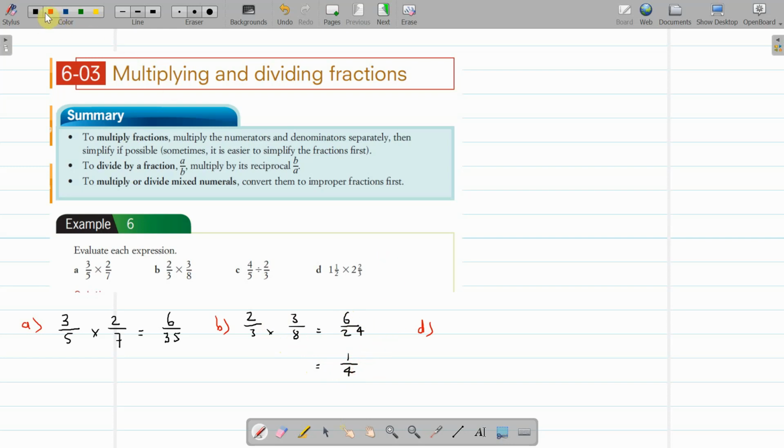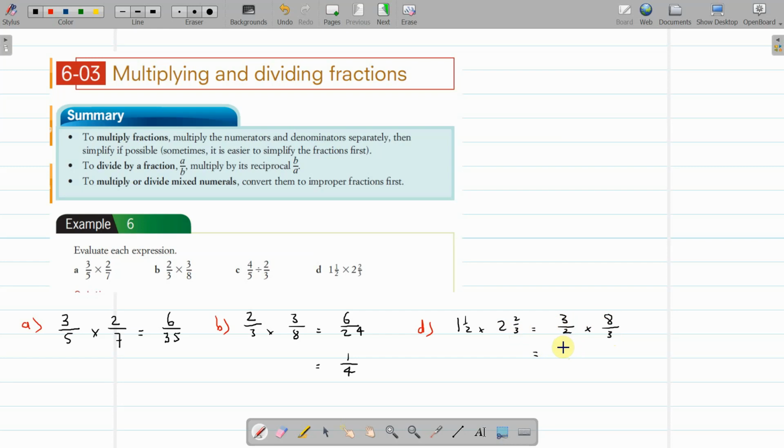Okay. Then part D, where we've got mixed numerals. Multiply, divide mixed numerals, convert them to improper fractions first. So 1 and 1/2 times 2 and 2/3 equals improper fraction. 1 times 2 is 2, plus 1 is 3. 3/2. And 2 and 2/3 becomes 8/3. So improper fractions, and then do the multiplying.